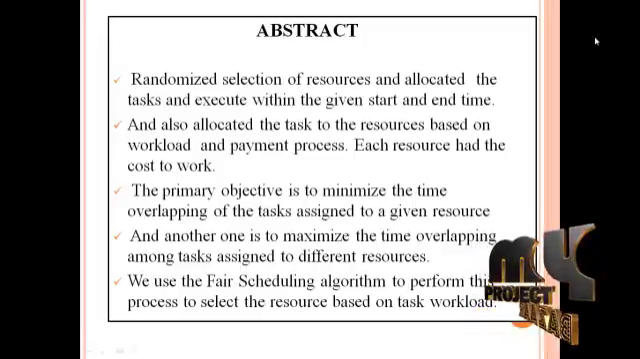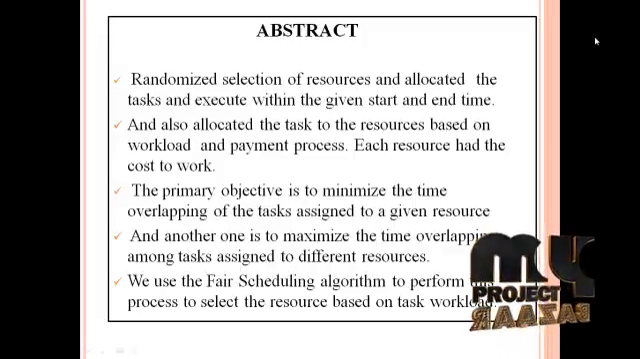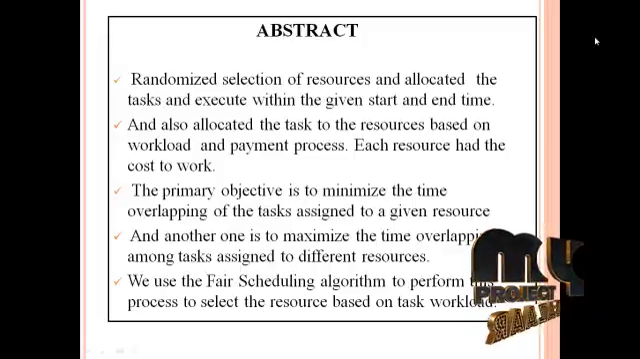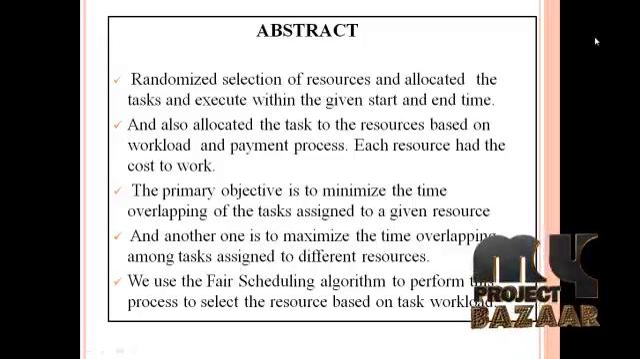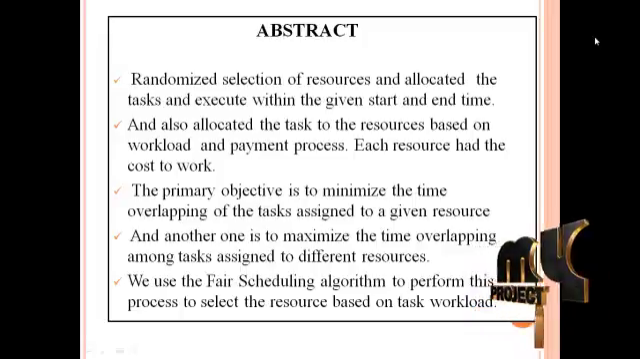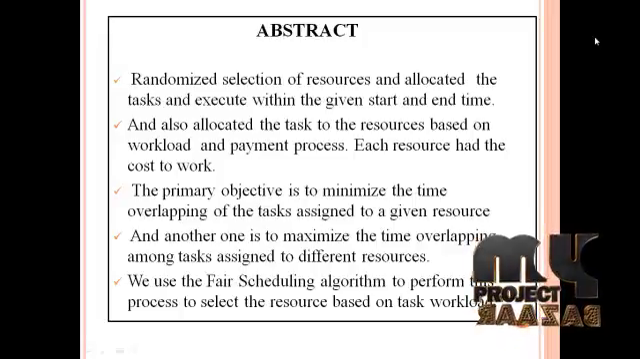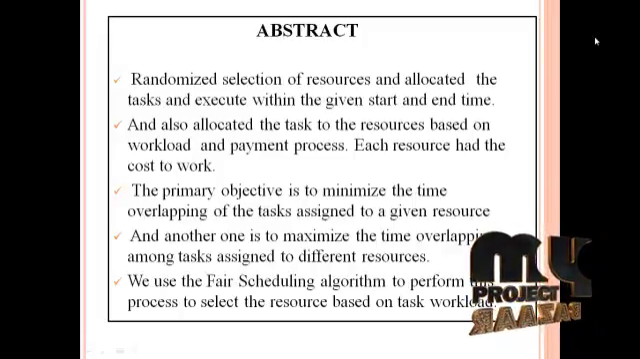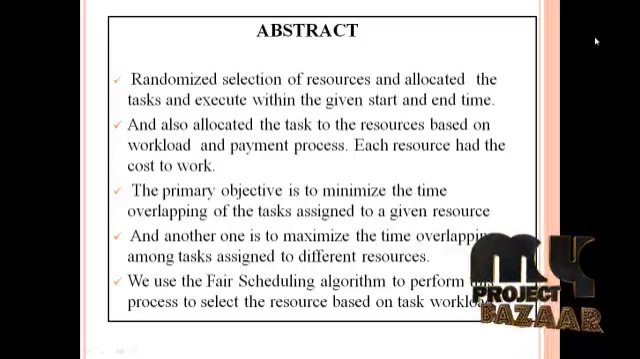Another objective is to maximize the time overlapping among the tasks assigned to different resources, and then we use the fast scheduling algorithm to perform this process and select the resource based on task workload. First of all, we have to create the environment. First we have to create a broker, a data center and virtual machine, and also select how many jobs we have to allocate based on this concept. So we have to perform the execution time and also the cost execution to identify the resources for execution on internal and external clouds.